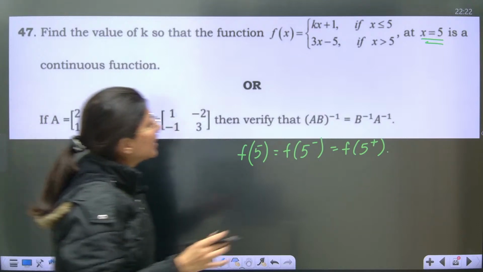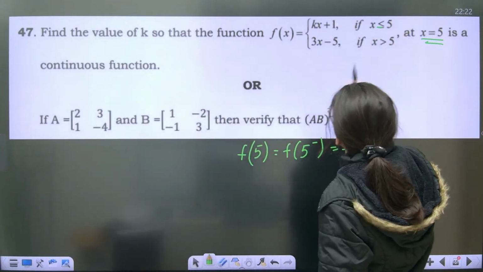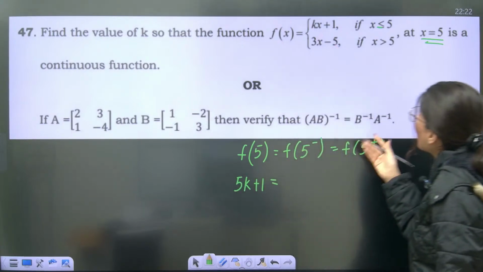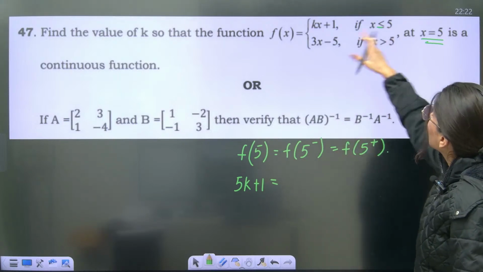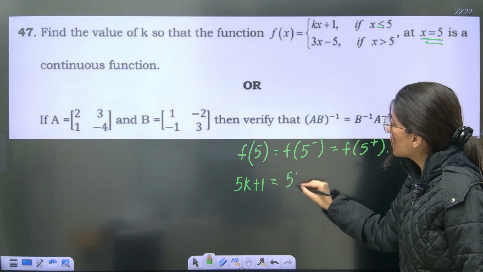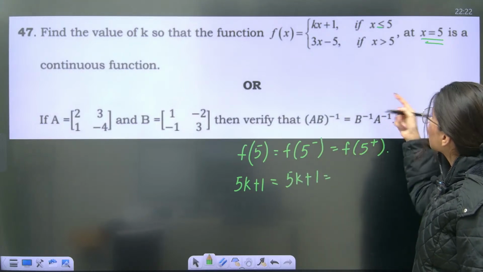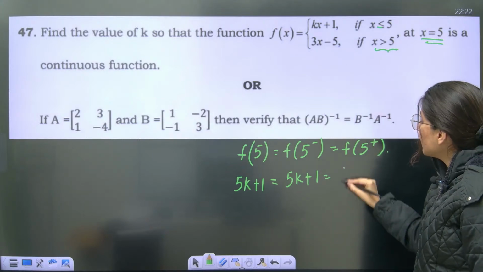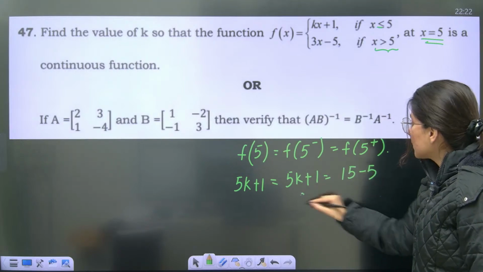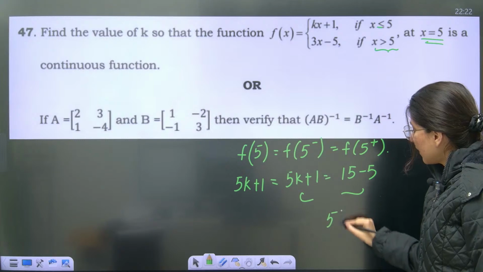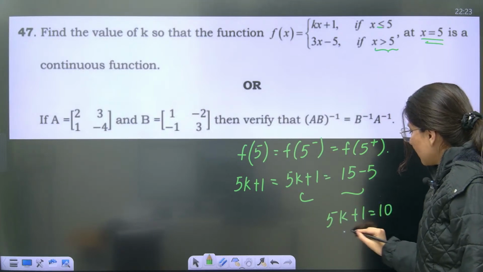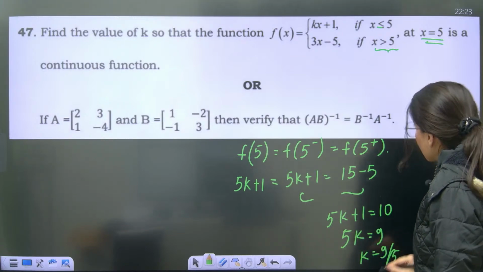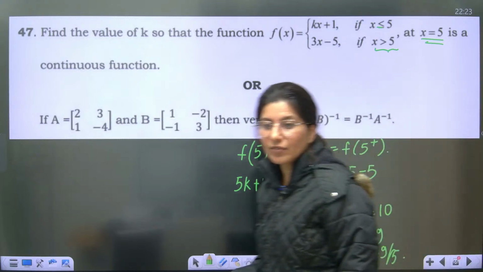F of 5, can anybody tell? When x is equal to 5, you have to put it over here, 5k plus 1, equals f of 5 minus, that means x is less than 5, 5k plus 1 again. F of 5 plus, that means now this time x is greater than 5, you have to plug in your 5 value over here, 5 3s are 15 minus 5. So now just equate these. 5k plus 1 is equal to 10. 5k is equal to 9. k is equal to 9 upon 5. So the value of k is right here.